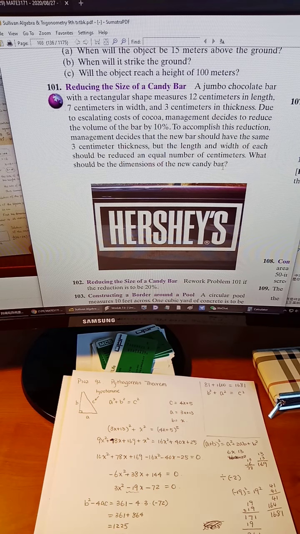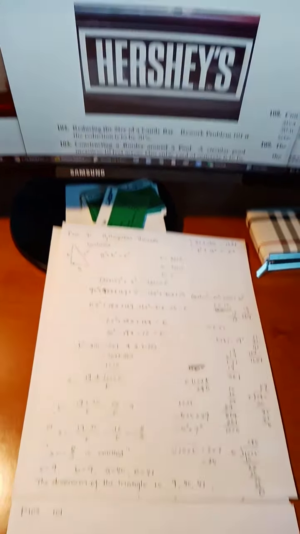Okay, so you are going to reduce the size of a candy bar. Okay, so this is the problem. We want the volume reduced by 10%.